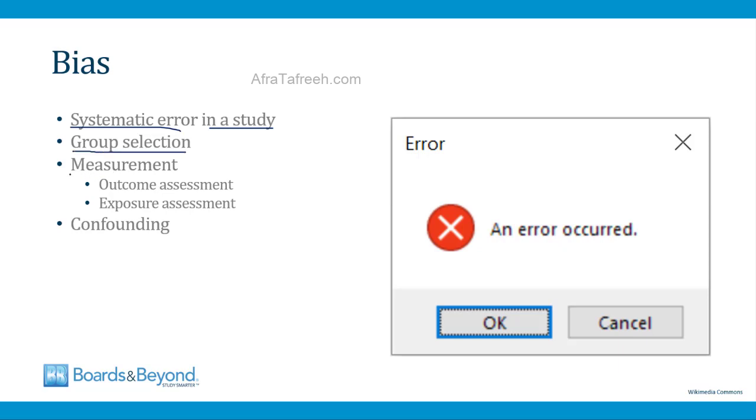There can also be a problem with measurement. You could have a problem assessing the outcome or assessing the exposure in a research study. And then finally, there can be problems with something called confounding, which is when an unstudied variable affects the outcome and is different between the two groups you're comparing. And so we'll talk about all of these things in the rest of this video.